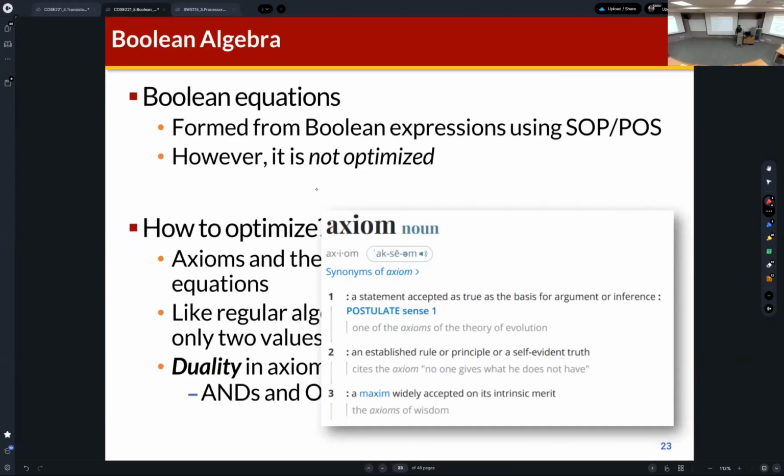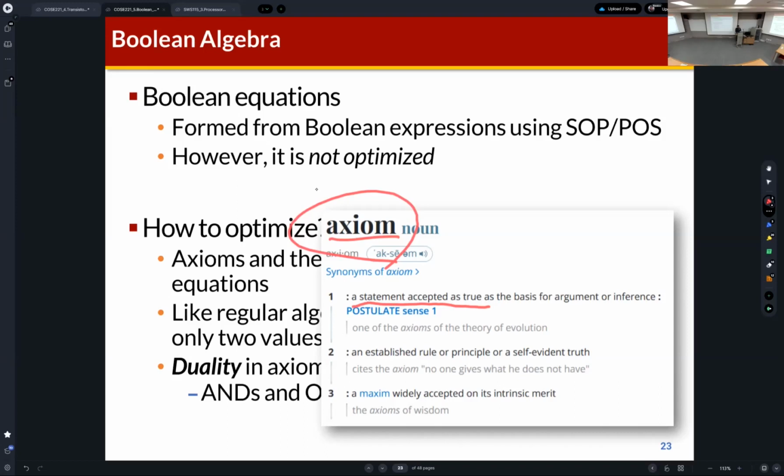So what is the meaning of axiom? An axiom is a statement accepted as true, which means it's obviously true. We don't need to prove if this term is true or not. If a statement is obviously true, then this statement is an axiom. But a theorem is a little bit different. We can prove some theorems based on axioms.